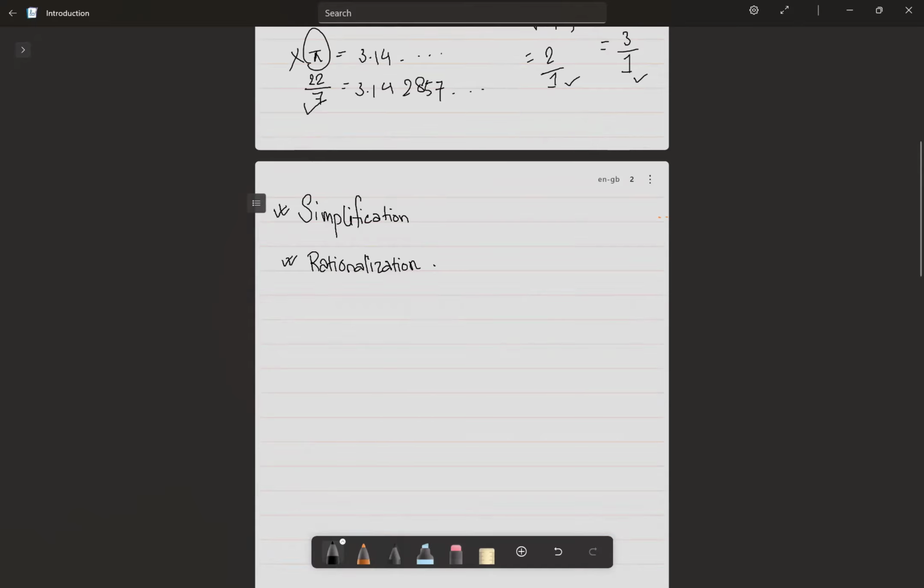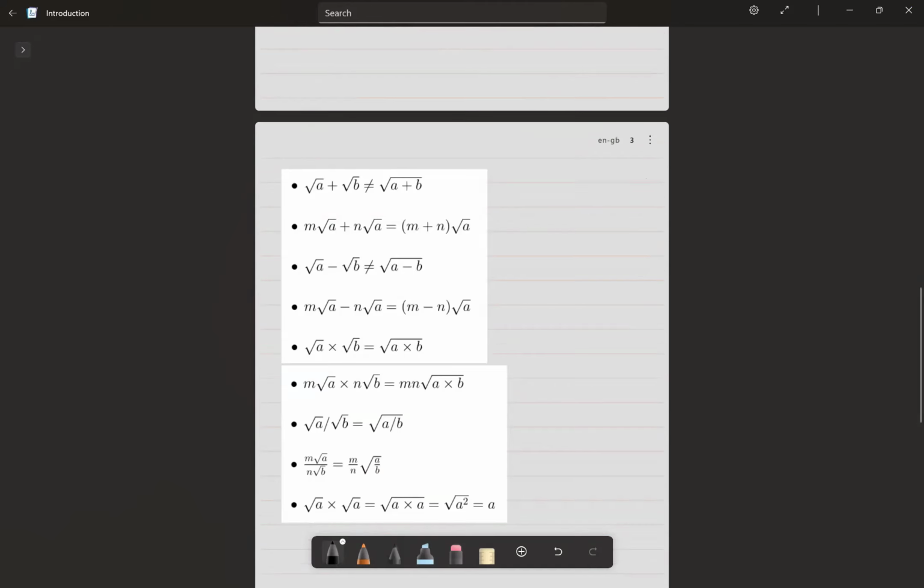Now, for both simplification and rationalization, we need to know some formulas. And these formulas we have already seen in earlier classes, but let's just see them so that we remember them. Now, a, b, m, n, all of these here are numbers. These are representations of numbers. We always write formulas in pure maths as letters, or variables we can say, so that you do not confuse them with the sums.